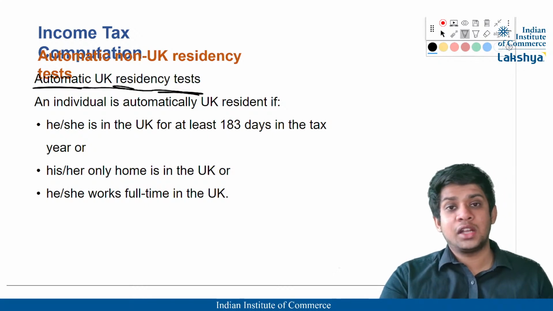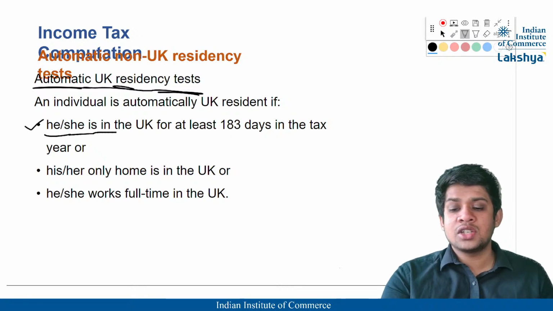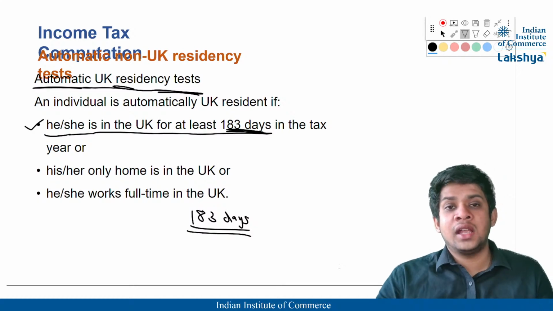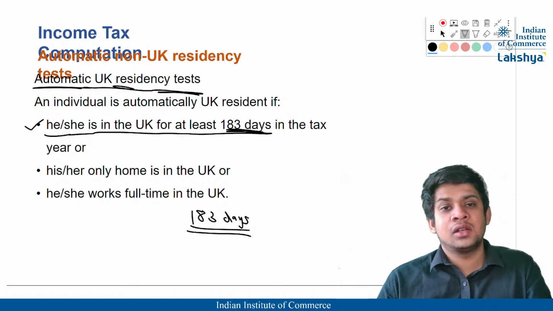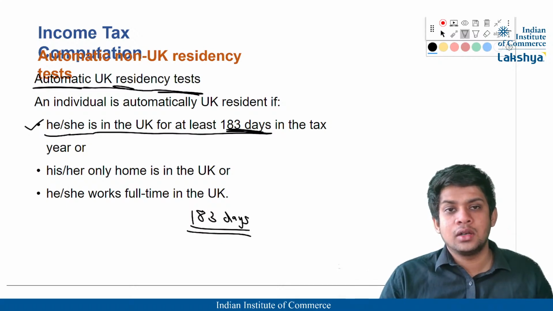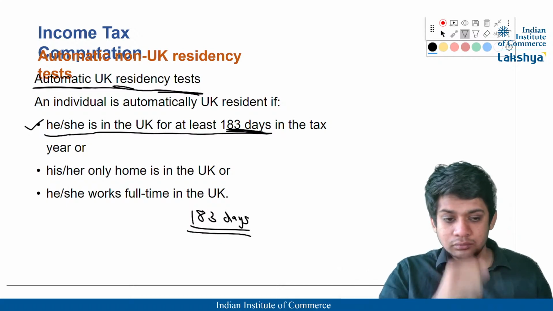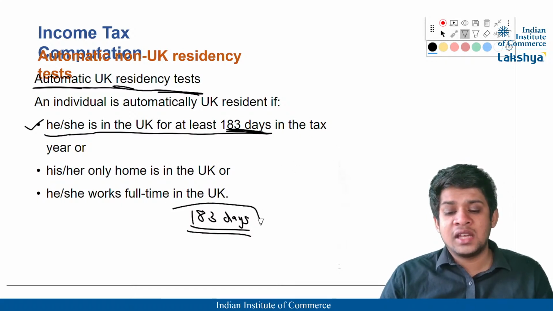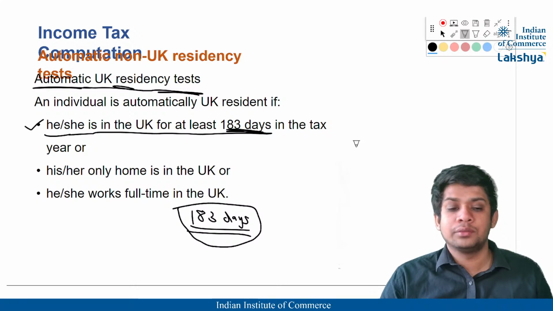Okay. So the automatic UK residency test, guys, says the first one: he or she is in the UK for at least 183 days. If they stay for at least 183 days in the tax year, irrespective of whether they were a resident in the previous year or not, they will directly be considered a UK resident, okay? They will directly be considered a UK resident if they stay for 183 days or more.